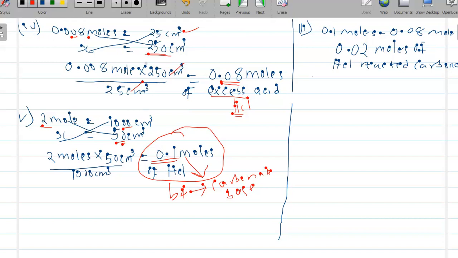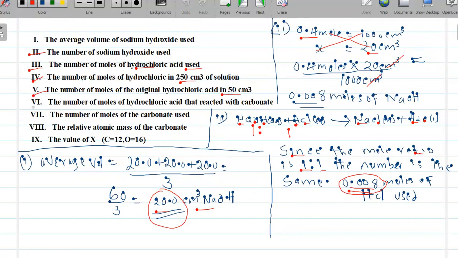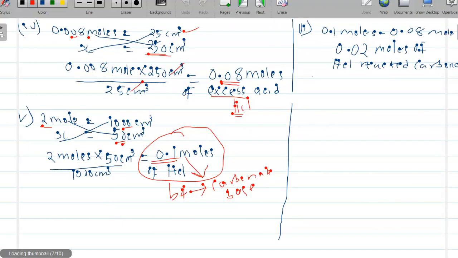So the next question, which is question 6, is asking, let us see it. Question 6 is asking the number of moles of hydrochloric acid that reacted with the carbonate. How do you get it? You subtract the total minus the excess. Yes, you subtract the total number of moles of the acid, which is 0.1, minus the excess, which is this one. Then you get 0.02 moles of hydrochloric acid that reacted with the carbonate. That's the answer of Roman 6.